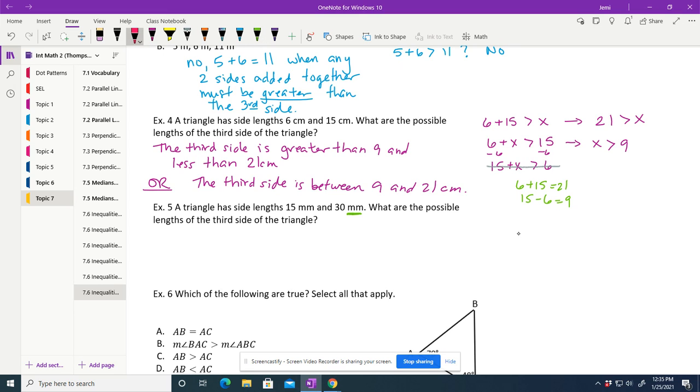All right, so all I'm going to do to figure this out is I'm just going to add and subtract. So 15 plus 30 gives me 45. That's my upper bound. And then 30 minus 15, always subtract the smaller from the largest, I get 15. So the third side is between 15 and 45 millimeters. Right? Or it's greater than 15 millimeters and less than 45 millimeters.